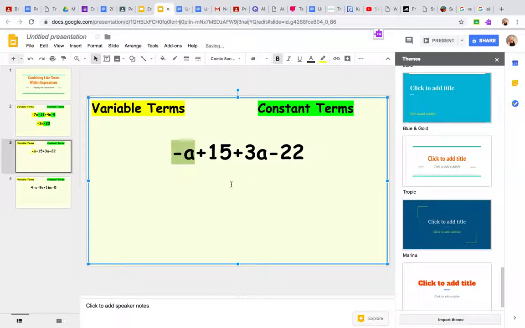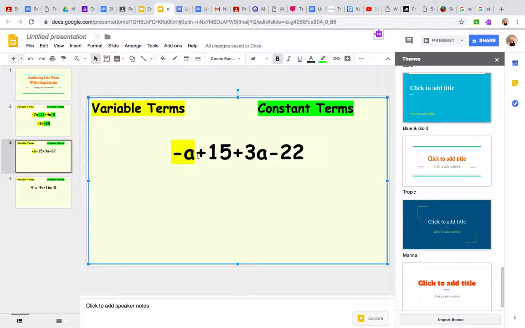I'm going to highlight that in yellow. Remember that if it does not give you a number before the variable, it's understood that the number is 1. They don't put the number 1 there, but just know that if you see a variable without a number, the number is 1 that comes before it.